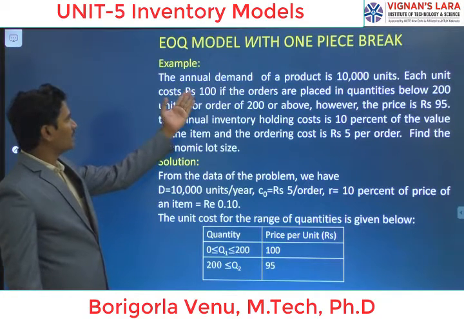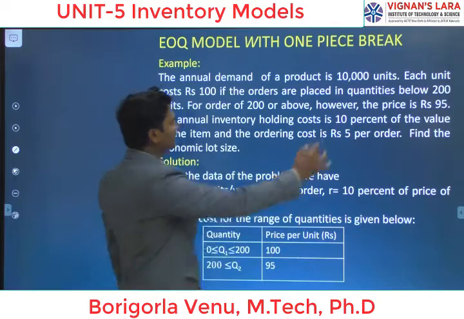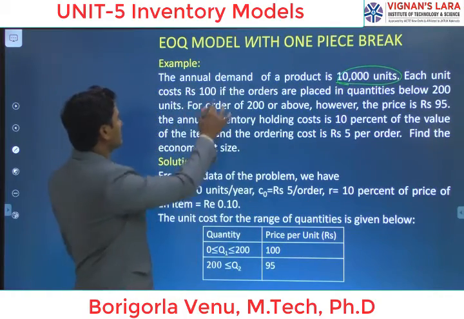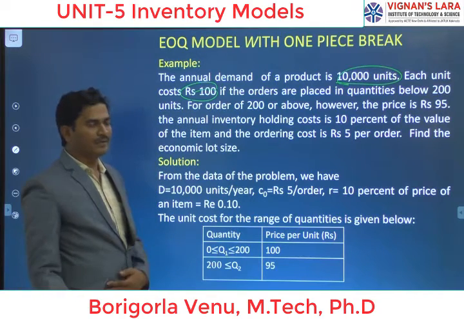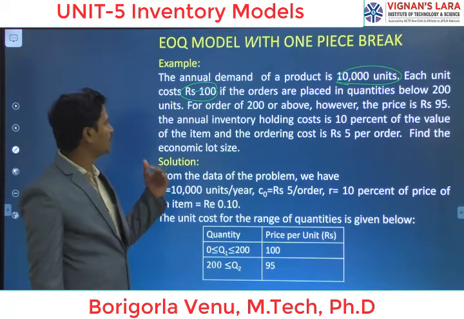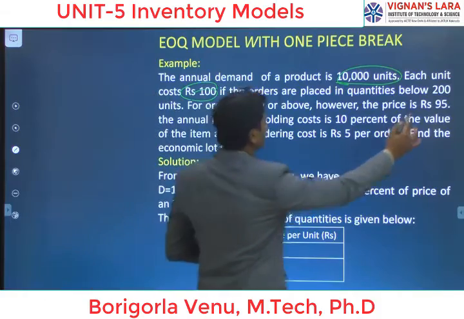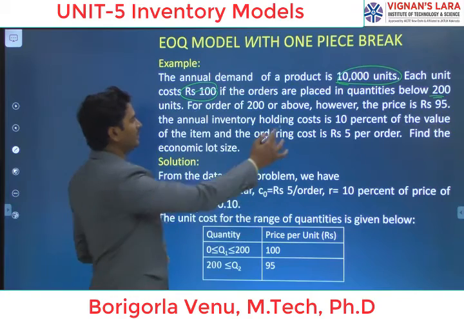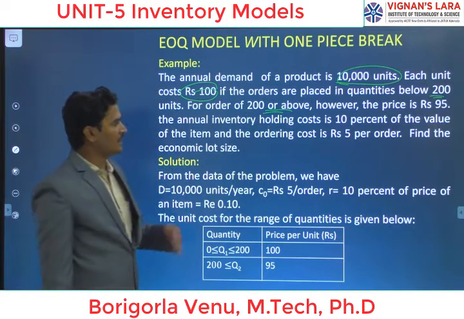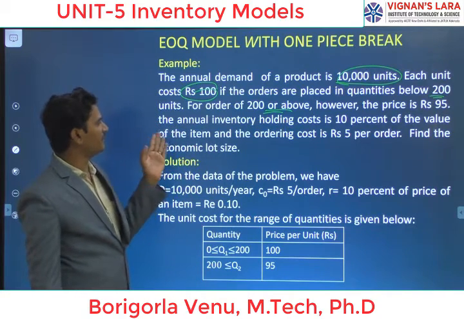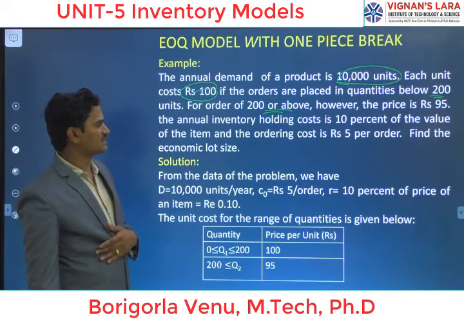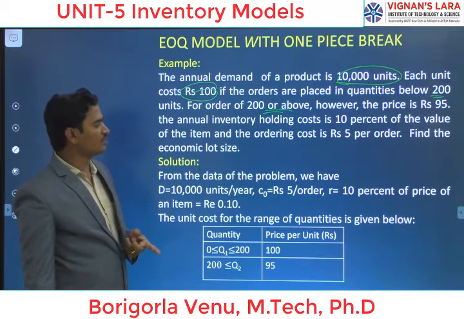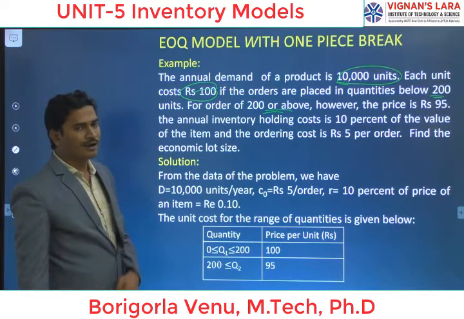Here we have the annual demand of products is 10,000 units. Each unit costs ₹100. If the orders are placed in quantities below 200 units, the price is ₹100. For orders of 200 or above, however, the price is ₹95. The annual inventory holding cost is 10% of the value of the item, and the ordering cost is ₹5 per order. Find the economic lot size.